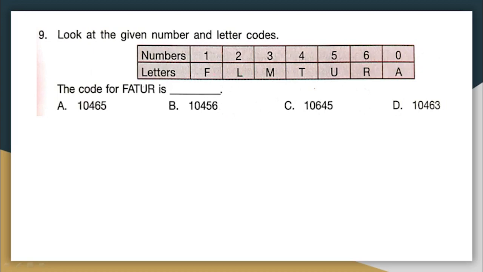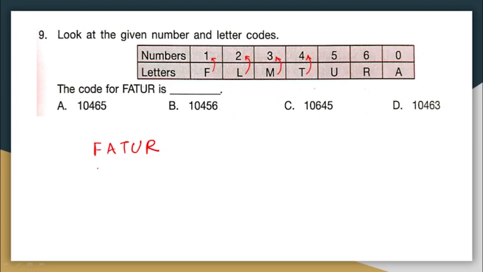This is basically a question on coding-decoding. See, here they are saying that look at the given number and letter codes. That is, for each letter there is a particular number which is used as a code. That is, wherever I have to write F, the code for F, I will write it as 1. The code for L is 2. The code for M is 3. The code for T is 4 and so on. So what is the code for FATUR? That is what they are asking.